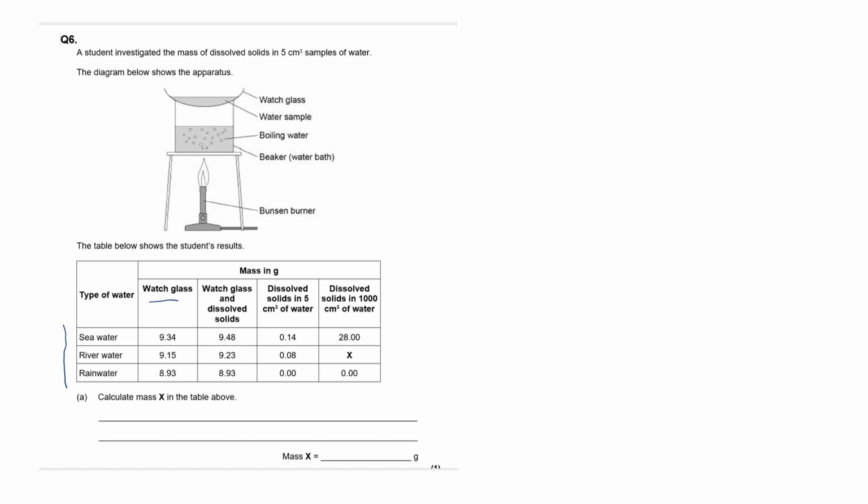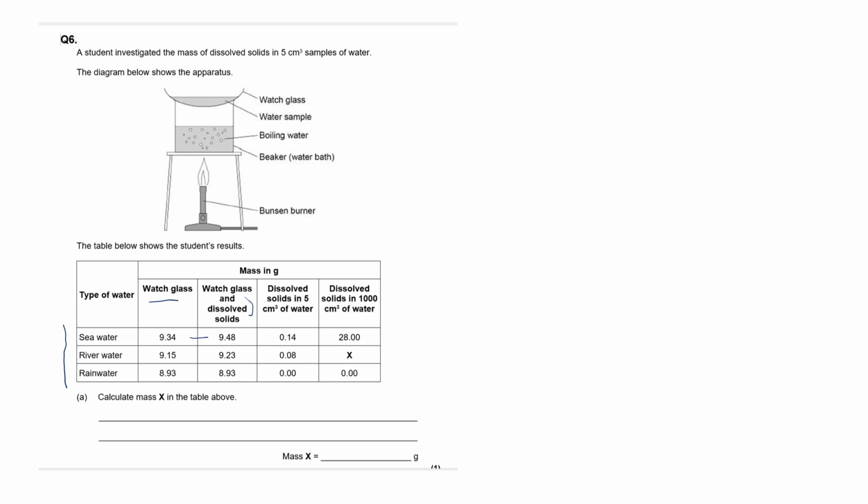The first column is the mass of the watch glass. The second column is the mass of the watch glass and the dissolved solids. And so we can see then in column 3 that if we subtract the watch glass from the watch glass and dissolved solids, then we end up with 0.14. And then our final column is actually the dissolved solids in 1,000 cubic centimetres of water. And so they've scaled up from 5 cubic centimetres up to 1,000.